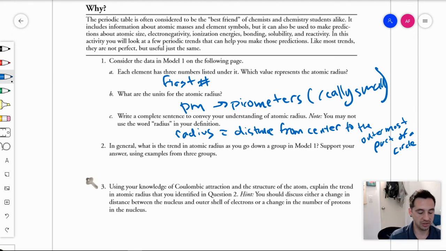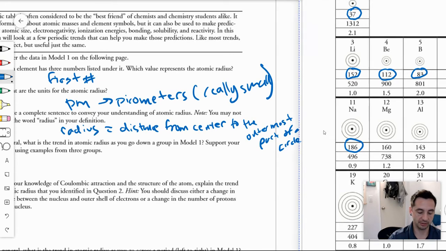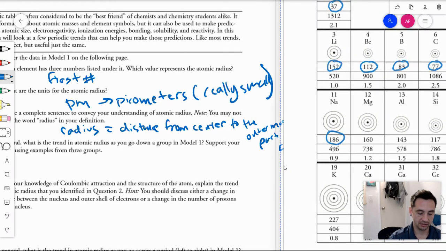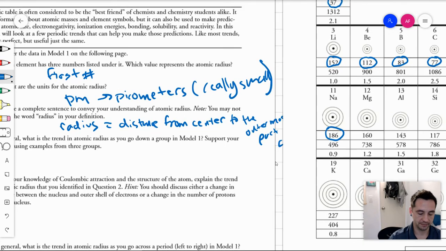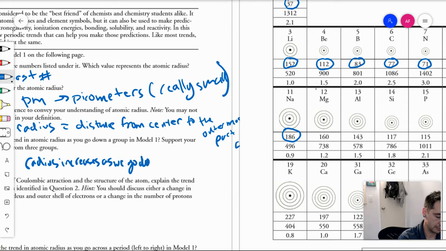Okay, in general, what is the trend of atomic radius as you go down? Okay, and then they want you to give 3 examples from 3 groups. So right now I can actually see 3 groups. So I'm going to put it just like this, right next to it. Okay, as we go down, what happens to the radius? As we go down, radius increases. So as we go down, the radius increases.